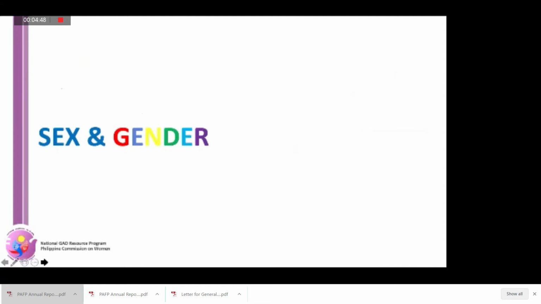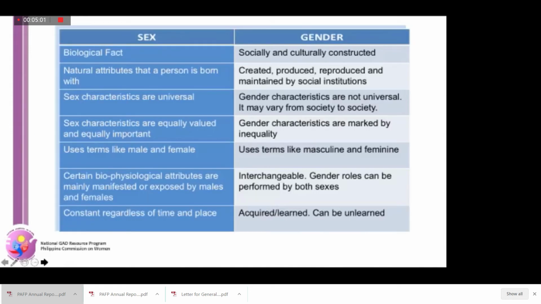So I just want to dig deeper by emphasizing the difference between sex and gender. I know you are already family physicians, but I think it's better that we have a recap on these specific concepts. Basically, sex is a biological fact. Gender, again, is socially and culturally constructed. Sex talks about natural attributes. However, gender is created, produced, reproduced, and perpetuated by social institutions that exist in Filipino society.